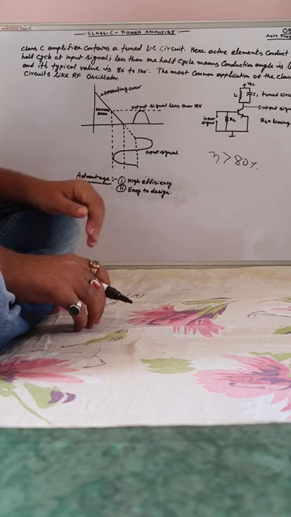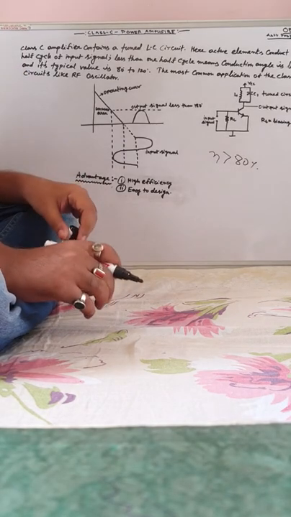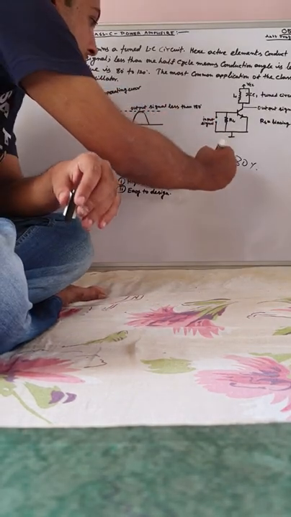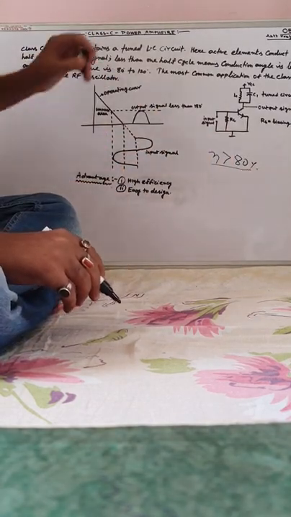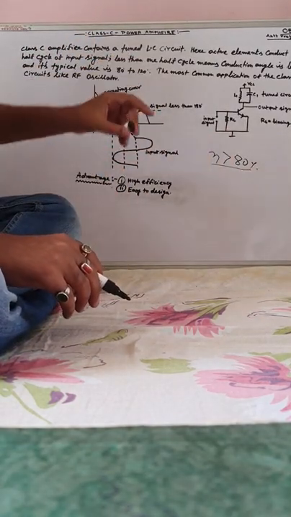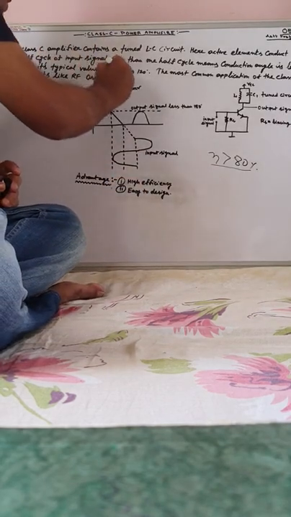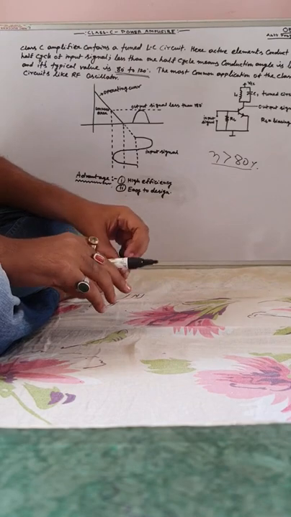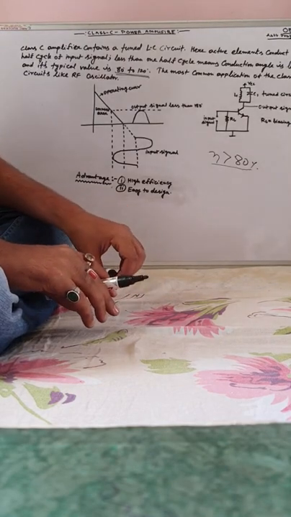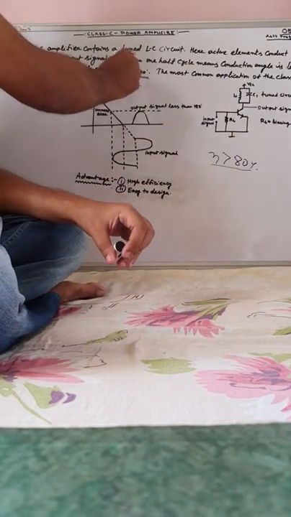Remember the advantages: high efficiency and easy to design. Efficiency eta is greater than 80%, and the conduction angle is typically 180 degrees to 120 degrees. Remember this value of conduction angle. The class C amplifier conduction angle is always less than 180 degrees. Typically its value is 80 degrees to 120 degrees.